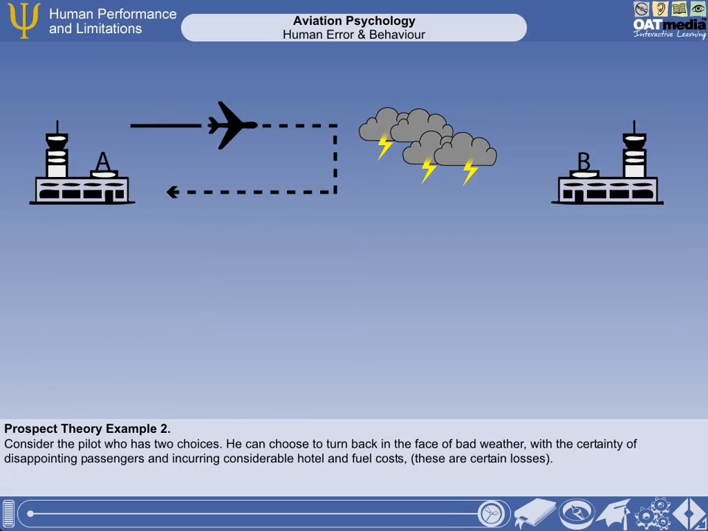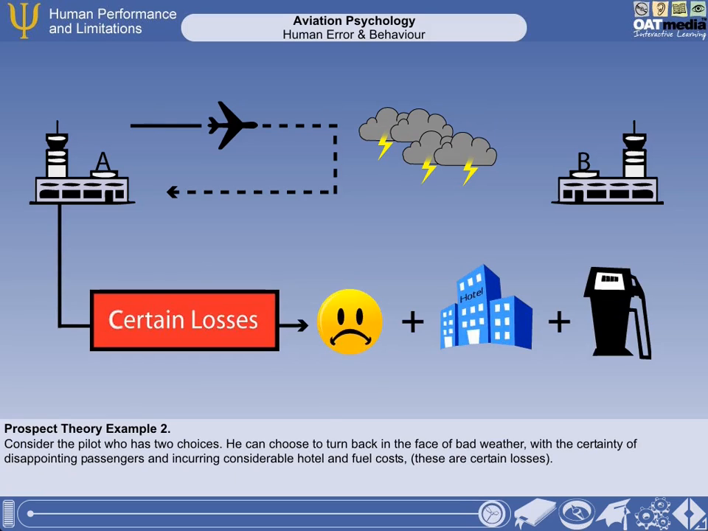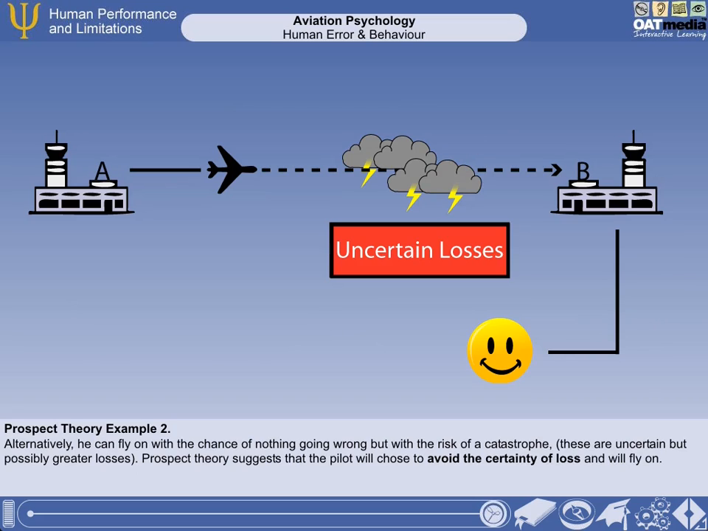Consider the pilot who has two choices. He can choose to turn back in the face of bad weather, with the certainty of disappointing passengers and incurring considerable hotel and fuel costs. These are certain losses. Alternatively, he can fly on with the chance of nothing going wrong, but with the risk of a catastrophe. These are uncertain but possibly greater losses. Prospect theory suggests that the pilot will choose to avoid the certainty of loss and will fly on.